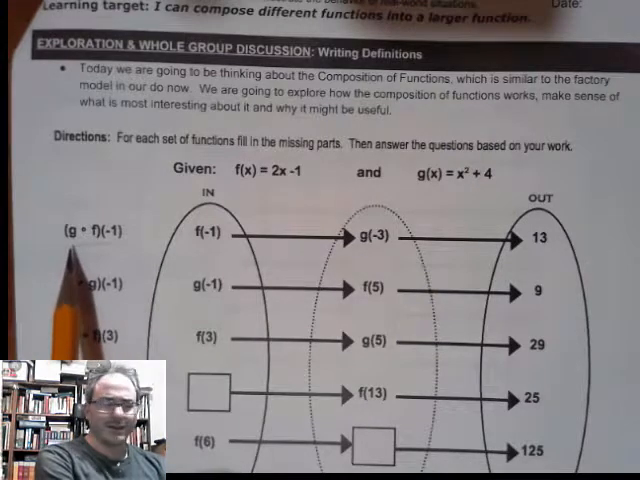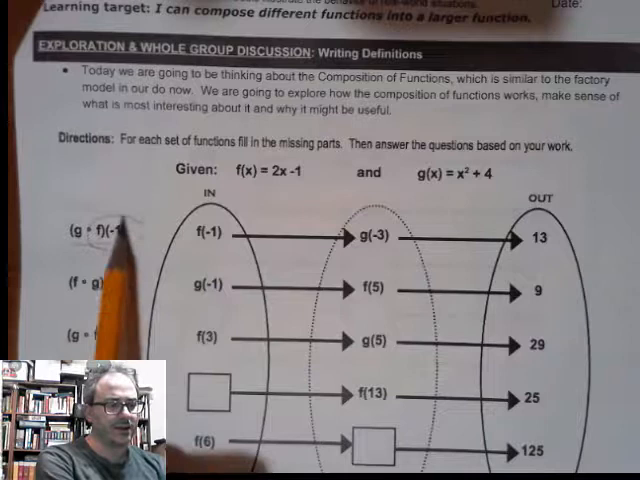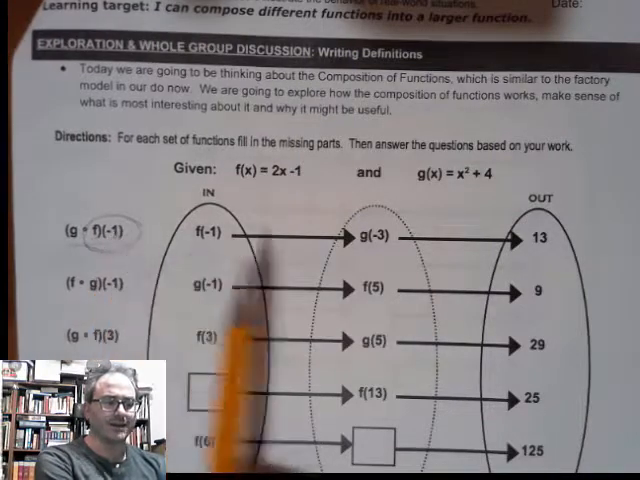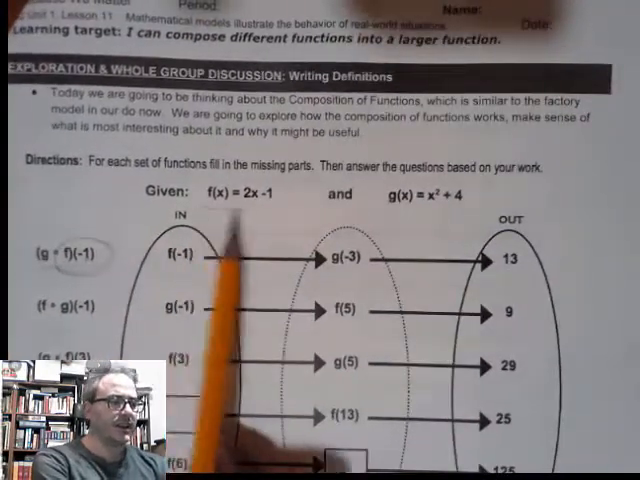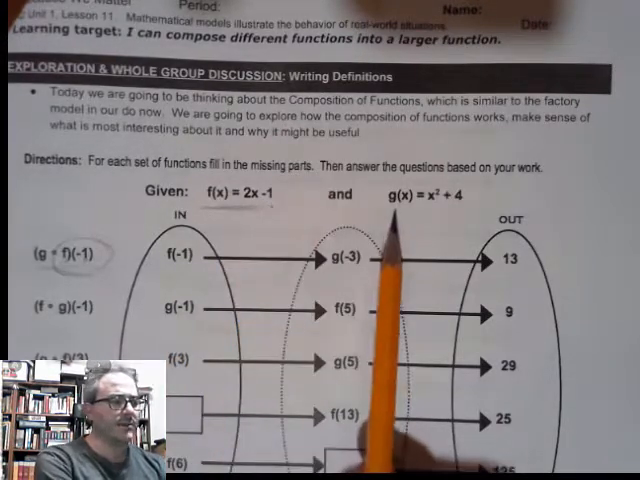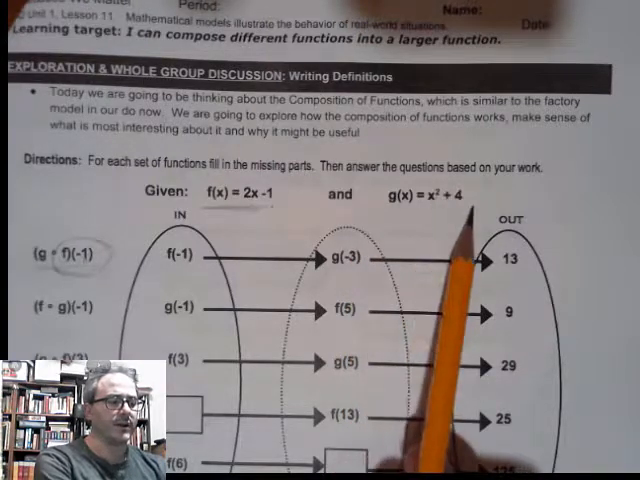What you do with this is, if you see this written here, you're going to first look at this piece here. If x is negative 1, if you plug f of negative 1 into f of x, what do you get as an output? So let's look. Here are my two functions. My f of x is 2x minus 1. My g of x is over here. That's going to equal x squared plus 4.